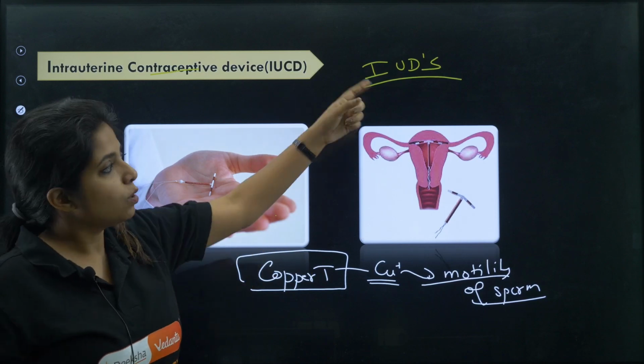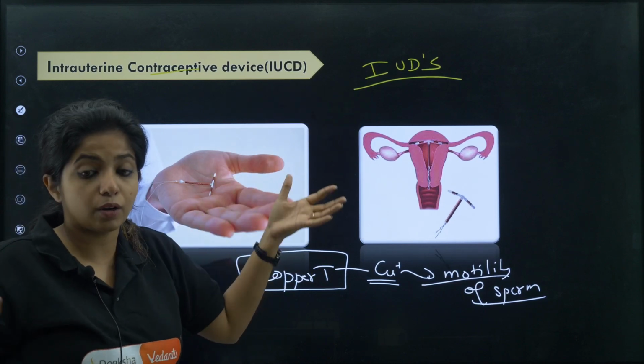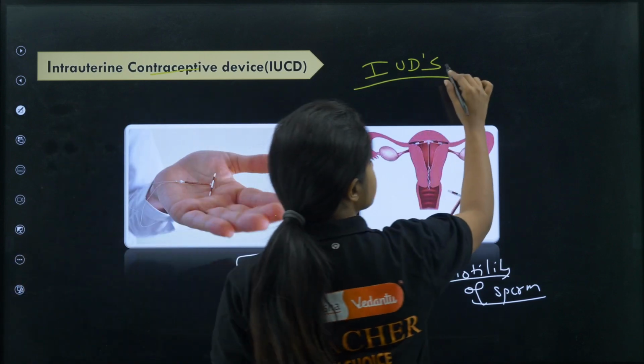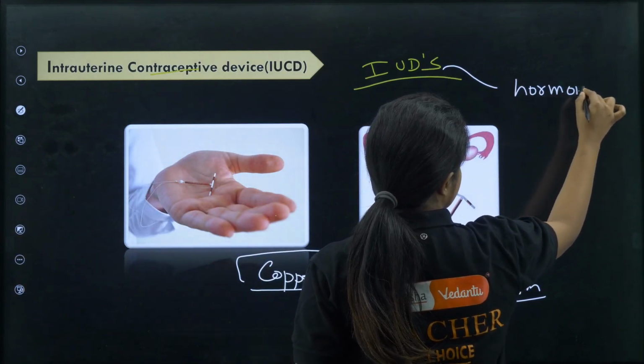There are different types of IUD. One is non-medicated, which I said is going to act like a foreign particle. Now the copper T is there. Apart from that, there is the hormone releasing IUD. There is what?